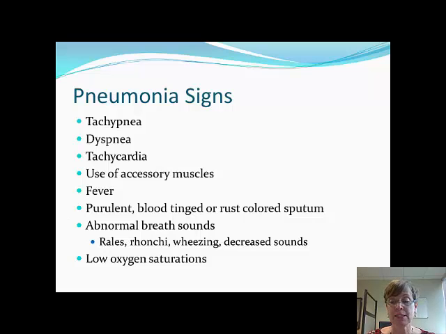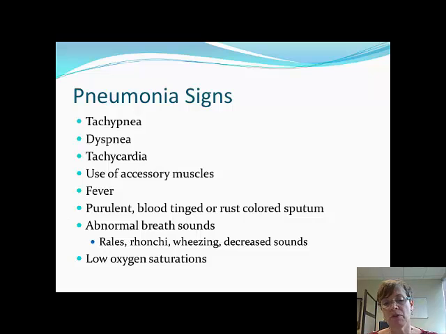The signs that you would see for pneumonia, starting out with respiratory type signs, are that they will be tachypneic. They'll be short of breath. You'll see that they're using accessory muscles. When they cough and have a productive cough, what you may be able to see is a purulent discharge, or maybe blood tinged, or even a rust color. Probably in trying to take in breaths, you see that they have increased work of breathing, and so they might be using accessory muscles.